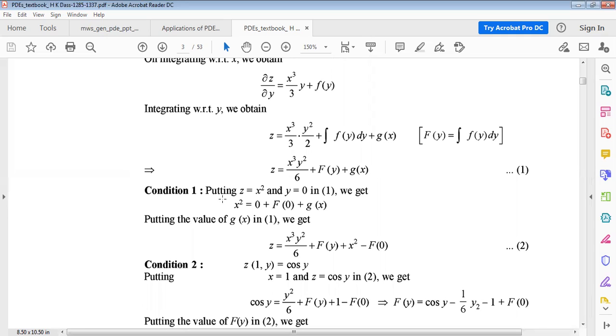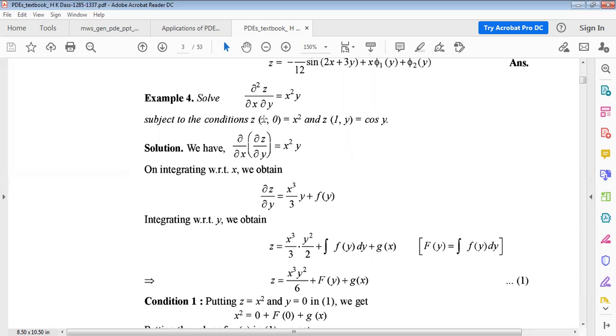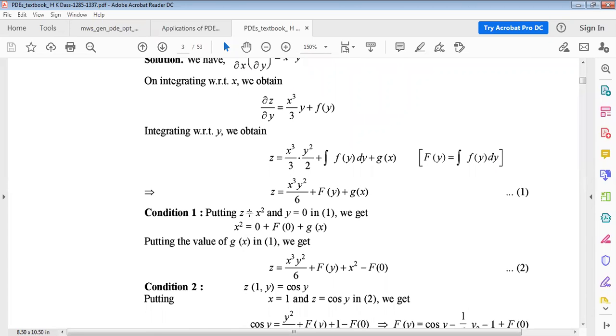Now the condition: first putting z equals x square and y equals 0 in equation 1. Here z is a function of x and y. So y equals 0 and z equals x square. Then putting in this solution, we get x square equals 0 plus f of 0 plus the function of x. Again, now putting the value of the function of x in equation 1, we get the value.